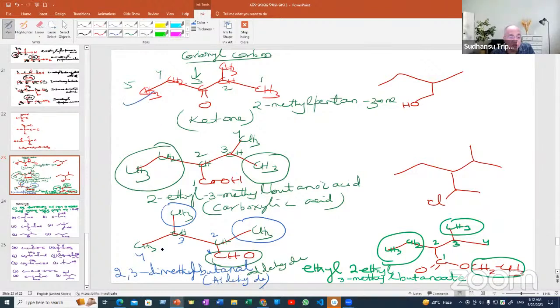Aldehydes and ketones, they are sisters. They have many common properties because the carbonyl group is the common here. If you draw the structure C double bond O and then H. So that is called a carbonyl group, which is common in both.